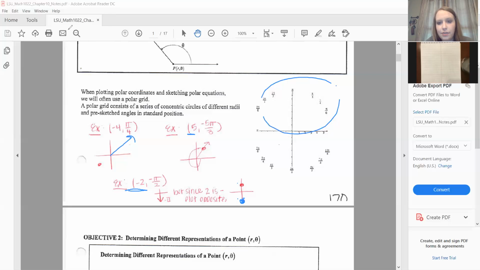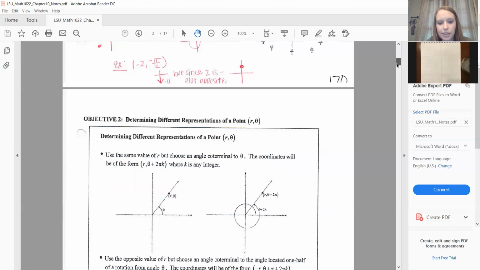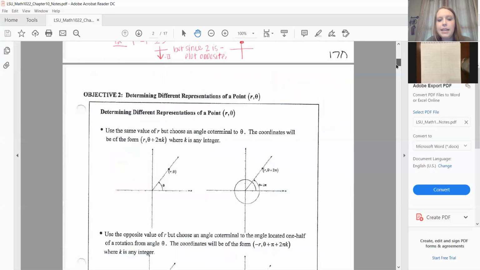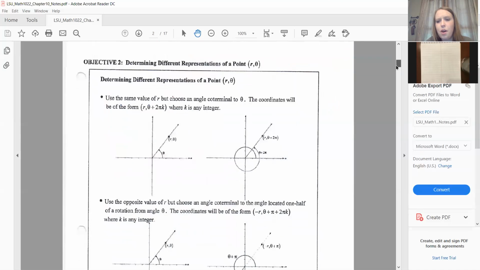Okay, objective 2. Scroll down on these notes, is determine different representations. So over here on my notebook, I'll try to draw big so you can see it without me zooming in. If I have a pi over 4 angle, I can have that angle. I could do the negative angle, right? So, sorry. Pi over 4 is the same thing as -7 pi over 4.